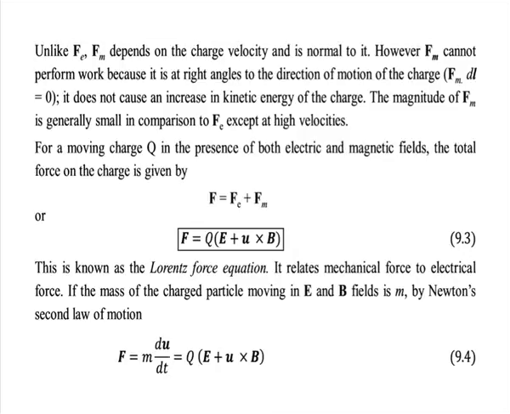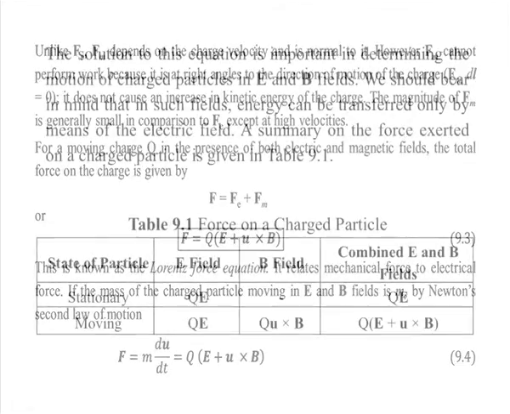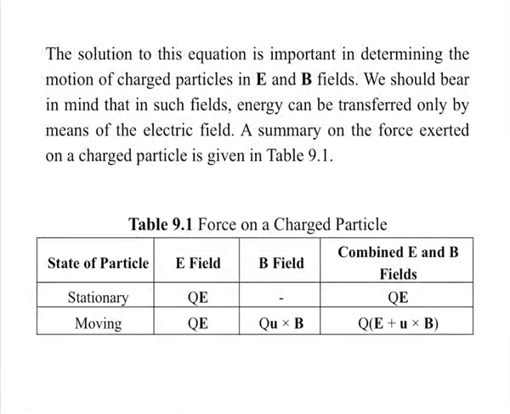If the mass of the charged particle moving in the electric and magnetic field is m, then by Newton's second law of motion, F = ma = m du/dt = Q(E + u × B). The solution to this equation is important in determining the motion of charged particles in the presence of both the electric and magnetic fields. However, it should be noted that under such condition, the energy transfer is only by means of electric field.